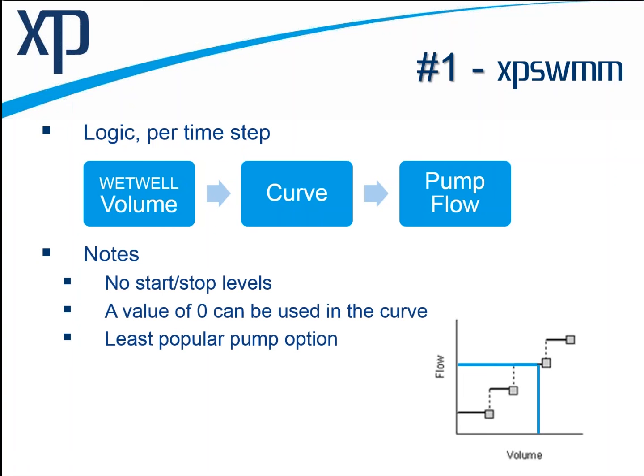So notes here: interestingly, there's no start and stop level with this. However, you can use a value of zero. If you have a flow of zero, the pump is stopped, right? But you don't have an effective stop; no matter what happens, the pump stops here. Colloquially speaking, from what we've seen, not a lot of people use this. Not a lot of people have a volume and flow curve, although it is supported.